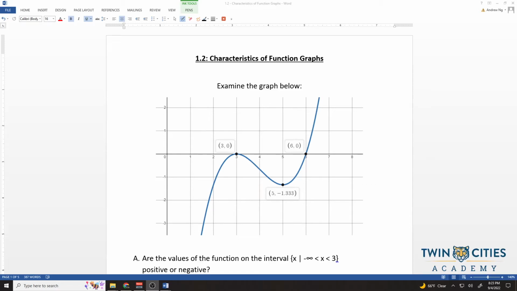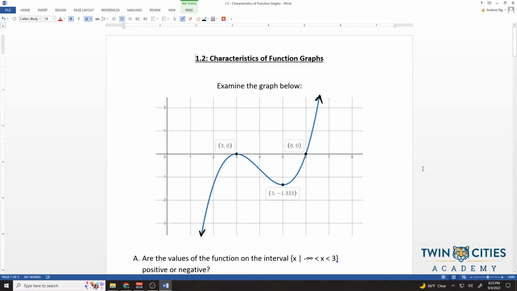Today we're going to look at characteristics of function graphs. To start out, let's take a look at this graph here. So it appears that we're coming from all the way down here. Let's say that this continues going this way, and we're going to go up to the point (3, 0), and then we're going to start going back down to the point 5, and it looks like negative 1 1/3 or negative 1.3 repeating. We go up past (6, 0), and we continue going up and to the right.